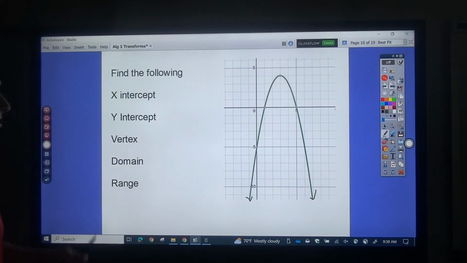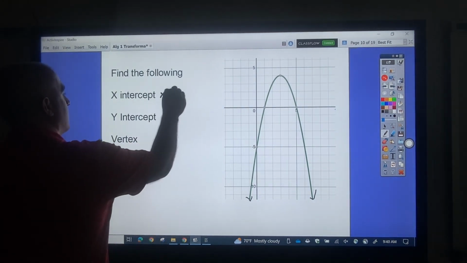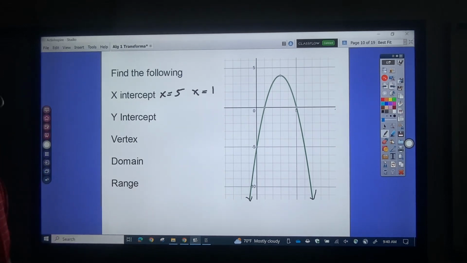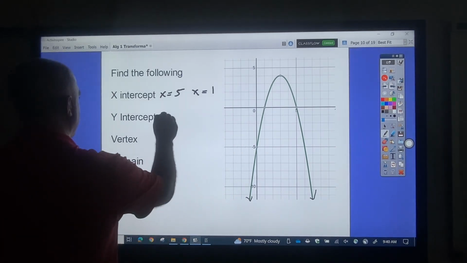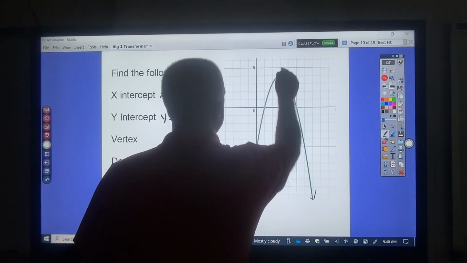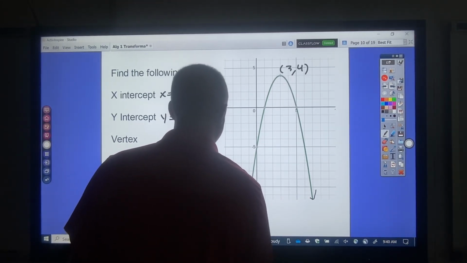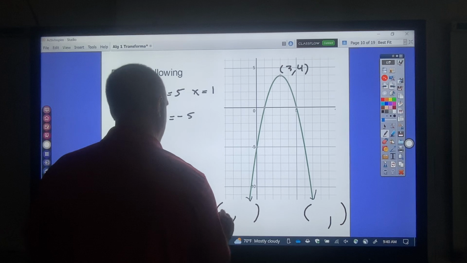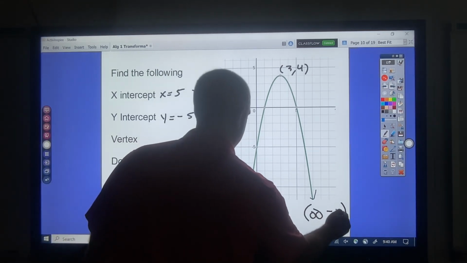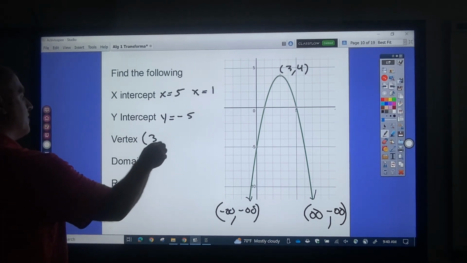All right, let's go ahead and label this one. My x-intercept is 5. X-intercept is 1. Y-intercept is at -5. Vertex, 1, 2, 3. 3 over, 4 up. Let's label the arrows. -infinity, positive, both going down. So my vertex is 3, 4.